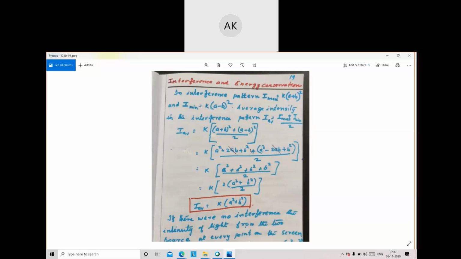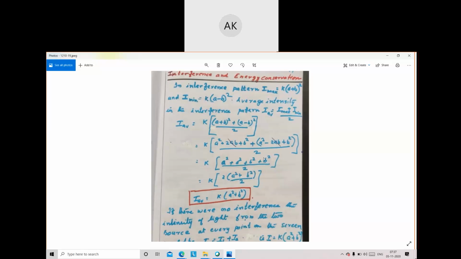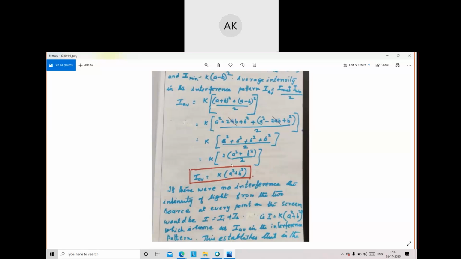Then what will we get in the numerator? Plus 2AB and minus 2AB cancel. A square plus A square gives 2A square. Then B square plus B square gives 2B square. So 2A square plus 2B square, which you can write as 2 into (A square plus B square), whole divided by 2. This is the average intensity. We have determined the average value, (I max plus I minimum) by 2, equal to K into (A square plus B square). So this is what happens when interference takes place. (I max plus I minimum) by 2 is the average intensity.